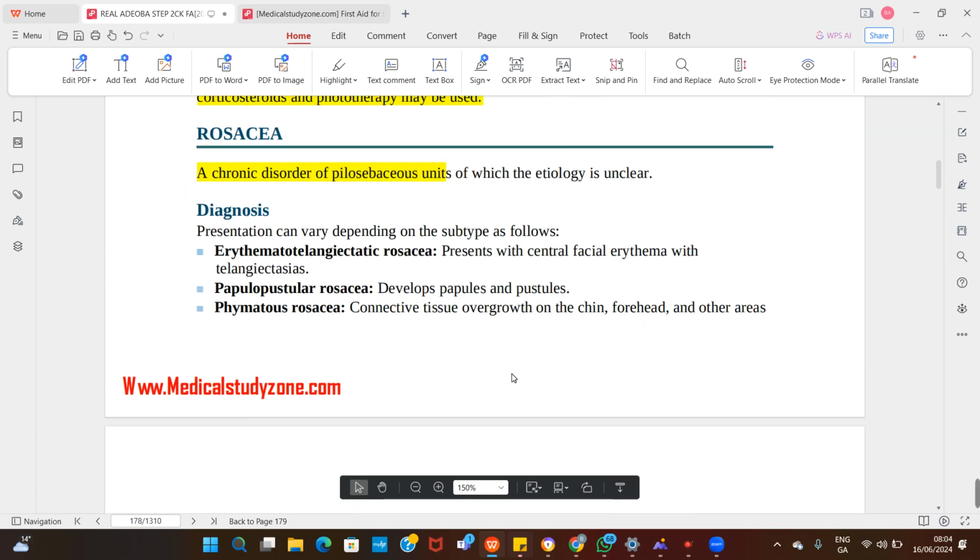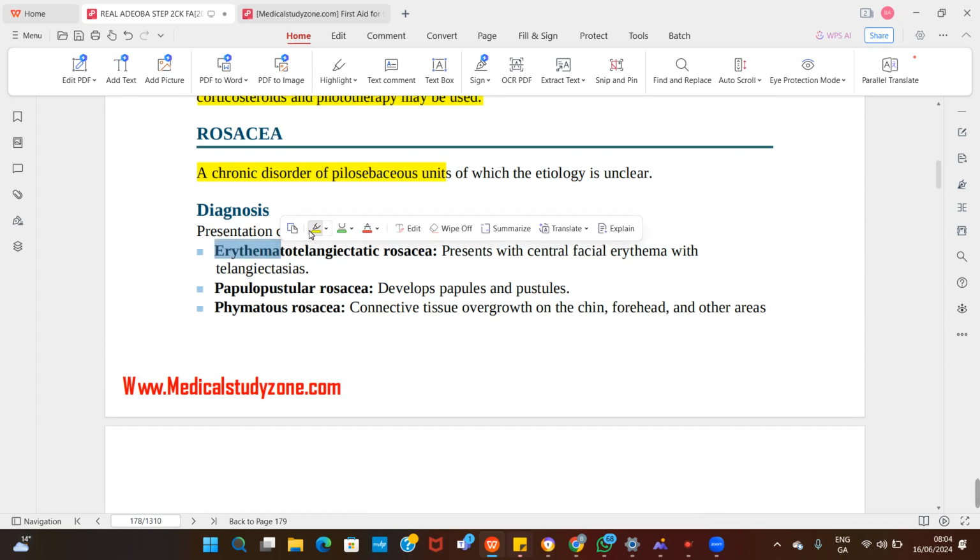The one I've just said now is the commonest form, which is the erythematotelangiectatic rosacea. So look at the word erythema, skin redness, right? Telangiectasis, formation of telangiectasia in the skin, right? So we are going to have that central facial erythema with telangiectasia. So once you have that in the question stem, think about rosacea, especially if it's aggravated by sun exposure, if it's aggravated by taking hot drinks or spicy foods.